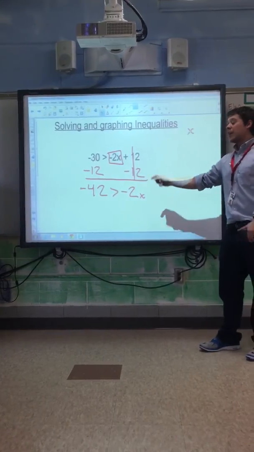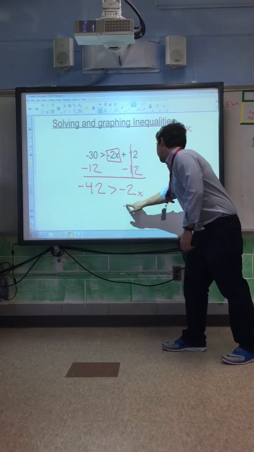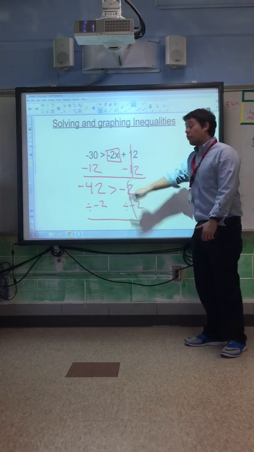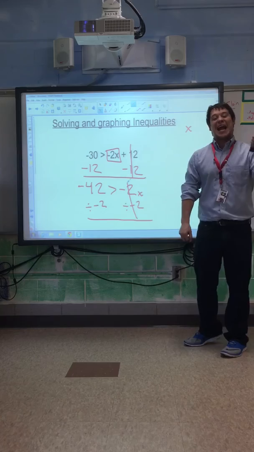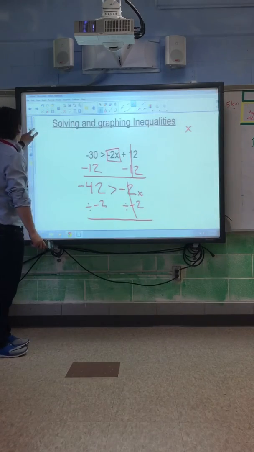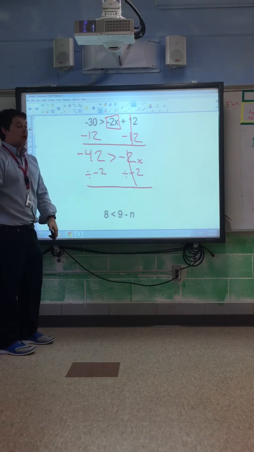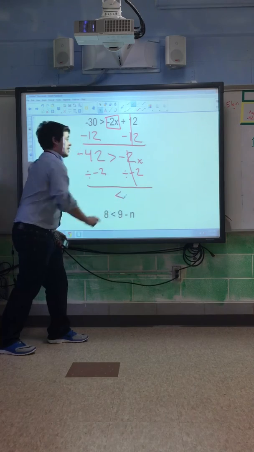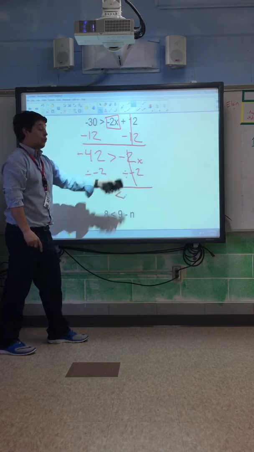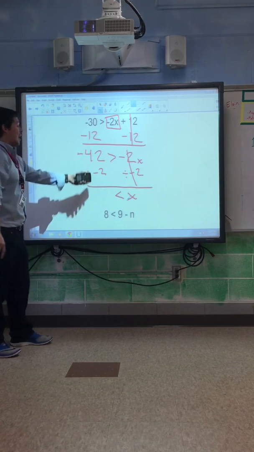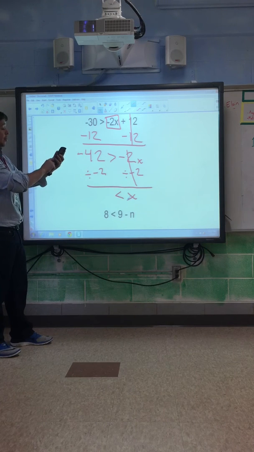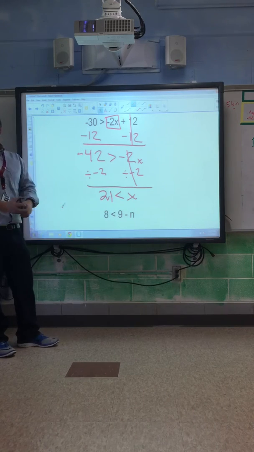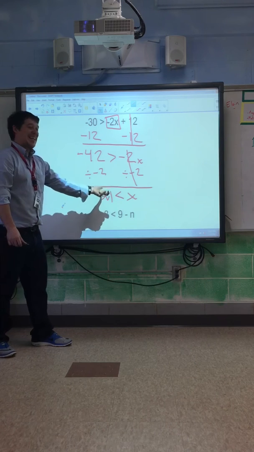other. Since this is a negative 2 times x, we are going to divide each side by negative 2. Now, we did an experiment earlier with inequalities, and you have to remember that any time that you multiply or divide by a negative number, the inequality sign flips. So it was a greater than sign, it becomes a less than sign. We have canceled out our negative 2, so on the right side of our inequality we have x. On the left side we have negative 42 divided by negative 2, which is 21. But wait, there's more. We know that 21 is less than x.